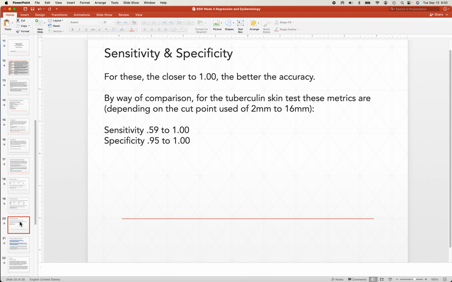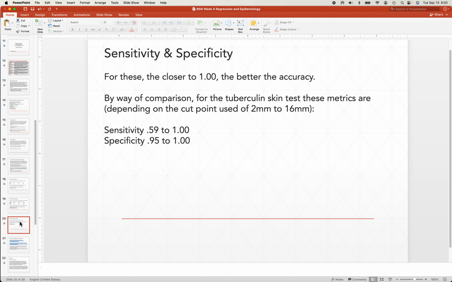So you often see these accompanying various screening tests. And for both of them, the closer they are to 1, the better the accuracy of the results. The more reliable the test will be in determining who is ill and who is not ill.